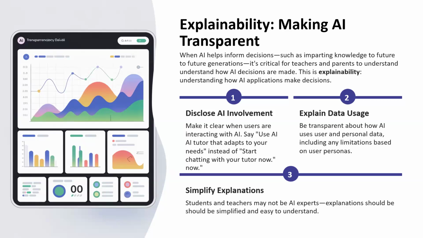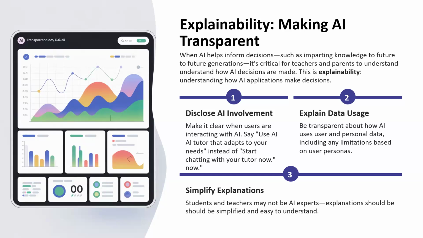use AI tutor that adapts to your needs instead of start chatting with your tutor now. So we're specifying that the AI adapts to your needs based on what we have designed the entire system for, not that you just go ahead and start chatting to a tutor now without specifying what the AI does or how it is supposed to serve the use case. You need to explain how the data is being used. So we need to be transparent about how AI uses our personal data and then the limitations based on the user's persona, right? Then we need to include simplified explanations.